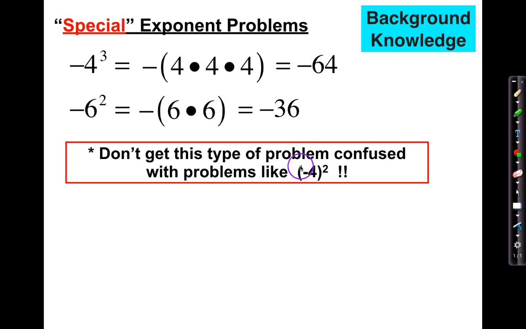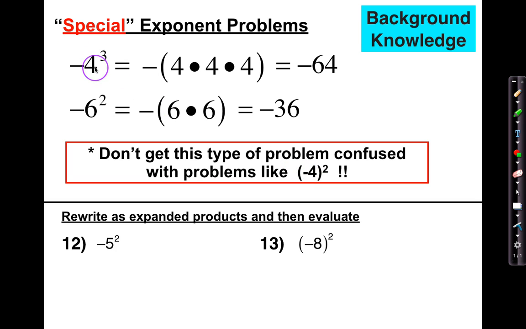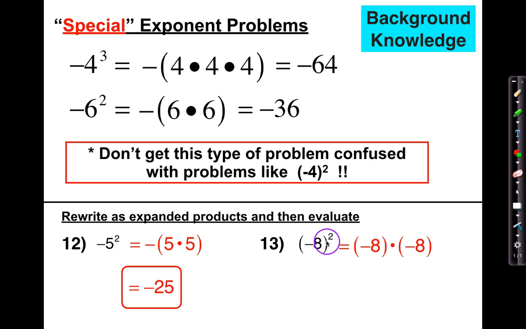When there's parentheses around the negative number and the negative number alone, that base is negative. Without it, it is not a negative base. So here, just remember, in this case, this is the opposite of 5 squared, and this is negative 8 squared. Because this had parentheses around the base and just the base alone, it was negative 8 squared.